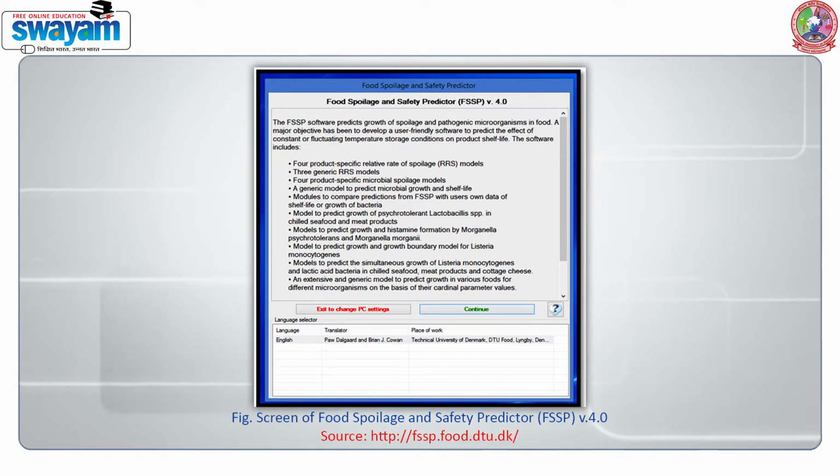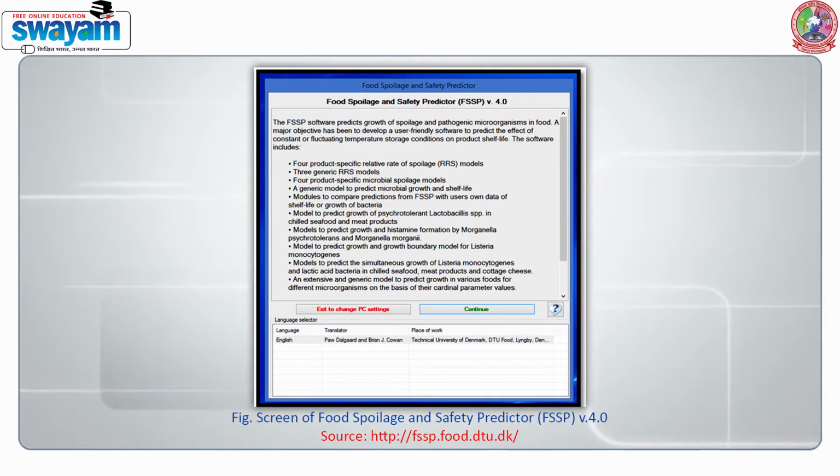This is another very popular model, which is the Food Spoilage and Safety Predictor, FSSP. Various versions are available in the market. On the screen you can see version 4. This software predicts the growth of spoilage and pathogenic microorganisms in food. The major objective is to develop user-friendly software to predict the effect of different types of fluctuating temperature conditions and also how the product is going to behave.